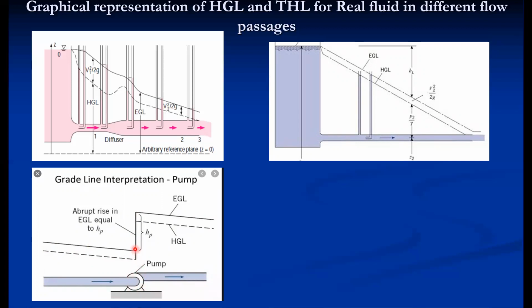So there is a sudden hike in the energy level and a sudden increase of velocity. That's why there is a sudden hike of total head as well. And beyond this point, again, the EGL continuously decreases. And the HGL continuously decreases, because the frictional losses are there. So this is a gradient interpretation in case of a pump system. The pump imparts some energy to the fluid, and that is reflected here.